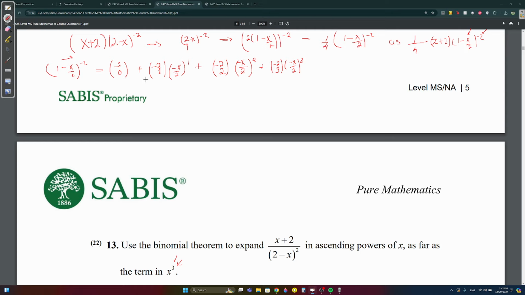What do you do? You expand. Minus 2c1 is minus 2 times minus x over 2. First, the negatives cancel. Second, 2 with 2, so you get 1 plus x.